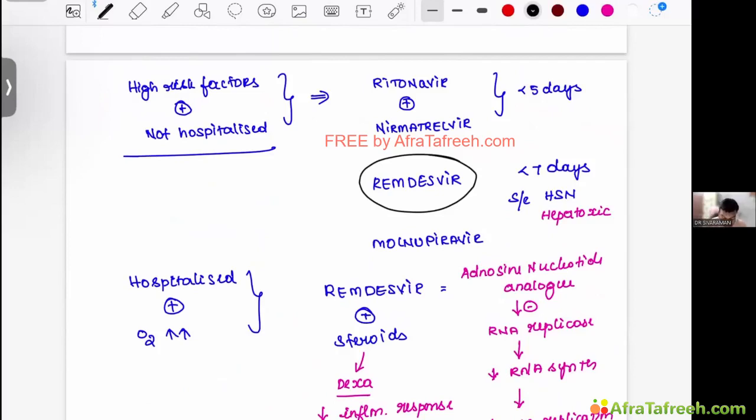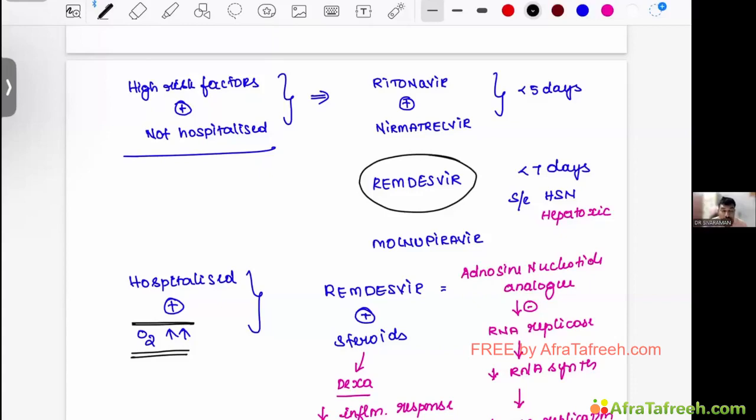The benefit is best only when the patient has an oxygen requirement. Whenever the patient has an oxygen requirement, then it is best used. Otherwise it can be tried, but we don't know whether it is beneficial or not. Lots of trials in the last 2-3 years have shown that whenever there is an oxygen requirement, then you go for remdesivir, which has better benefit.